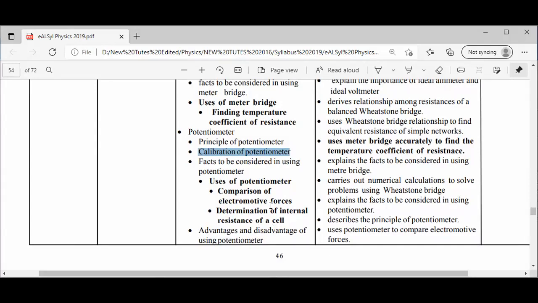So potentiometer completed. Comparison of electromotive forces of cells, resistance, we have discussed so many practicals. Advantages and disadvantages of using potentiometers, I think I should give a note for it. I should give you a note for this section. All the other sections, okay.